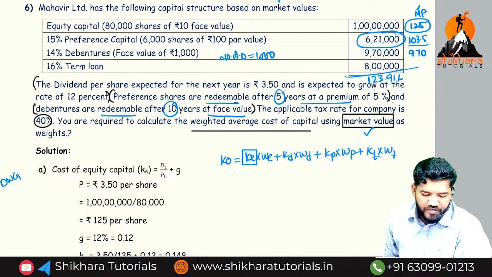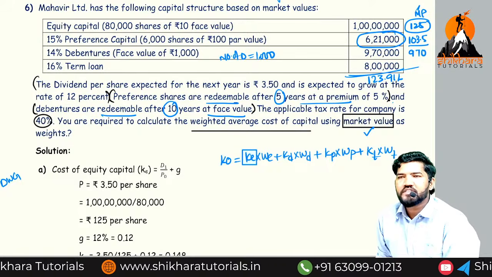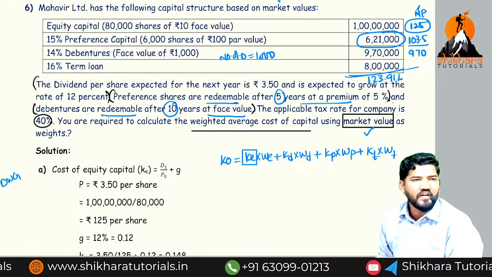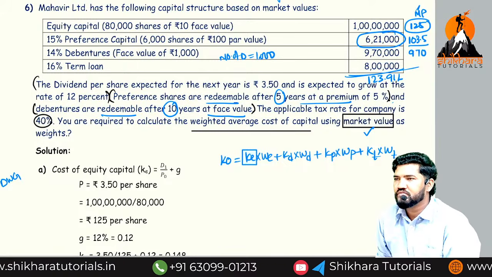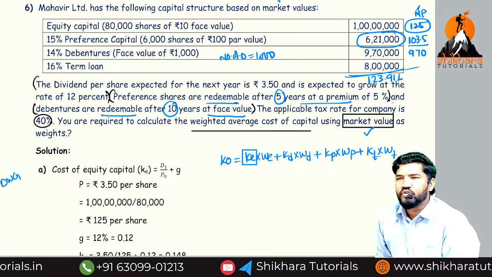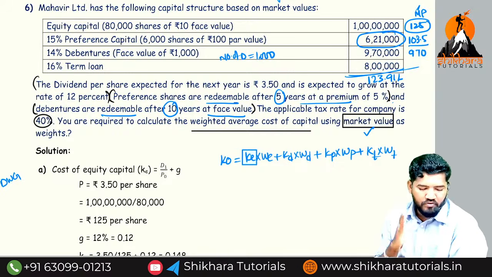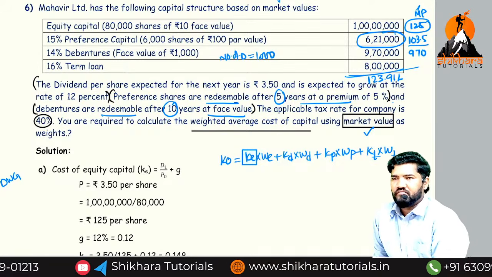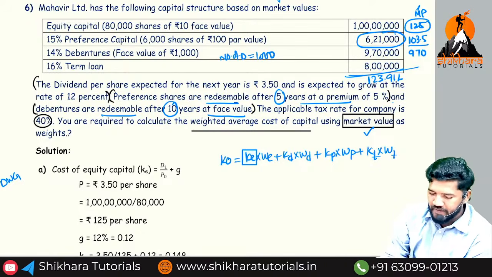Next, additional information is very, very important. The dividend per share expected for next year is rupees 3.5. Can I name it D1 or D0? Very, very important, considering D0 and D1, because in calculation we are using D1 only. Next, expected growth at the rate of growth, so G. Up to here is only the information relating to KE.